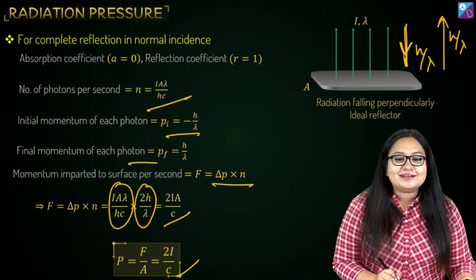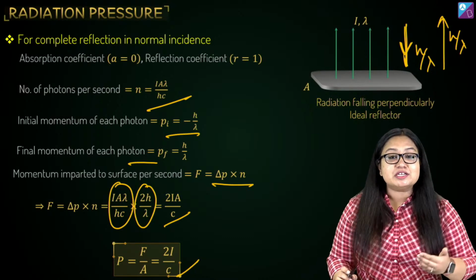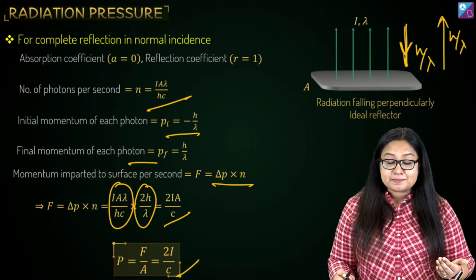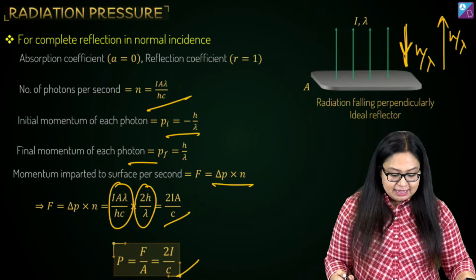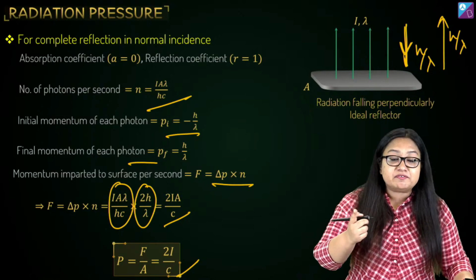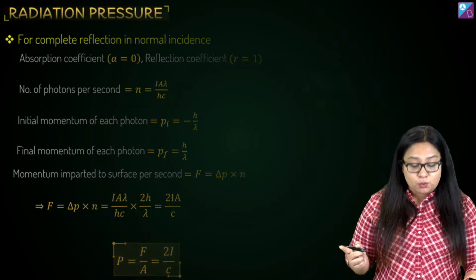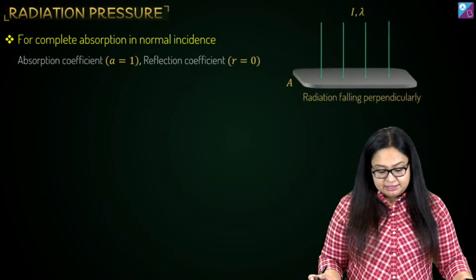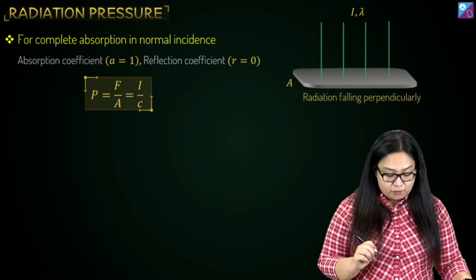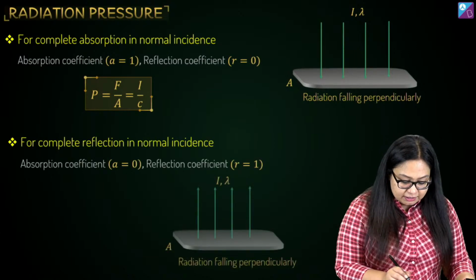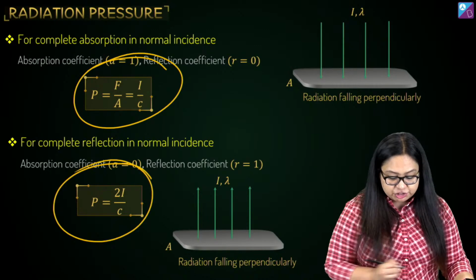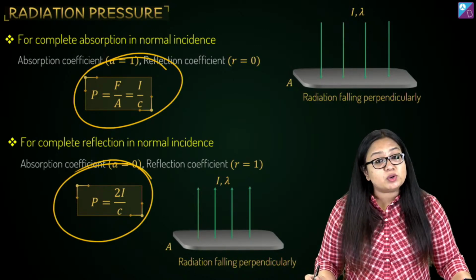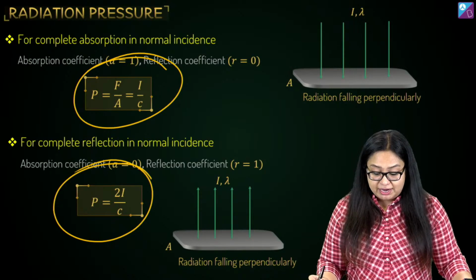Okay. Let's move on now. So what have we understood? In normal incidence, when there is complete absorption, radiation pressure comes out to be I by C, and when there is complete reflection, radiation pressure comes out to be 2I by C. Here is the summary of what we've learned, right? For complete absorption, I by C. For complete reflection, 2I by C. Now this is only for normal incidence though, right?